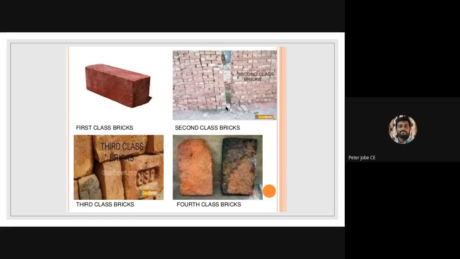And in third class bricks, you can see how the edges are distorted, how different colors are coming in, even in a single brick. The texture is not uniform, and I can see how it is different from first class and second class bricks. And in the fourth class brick, we can't expect any strength, because it is actually overburnt. It may not have the proper shape, so we can't use fourth class bricks for construction. Hence, we break this brick into small pieces, and we add it in concrete.